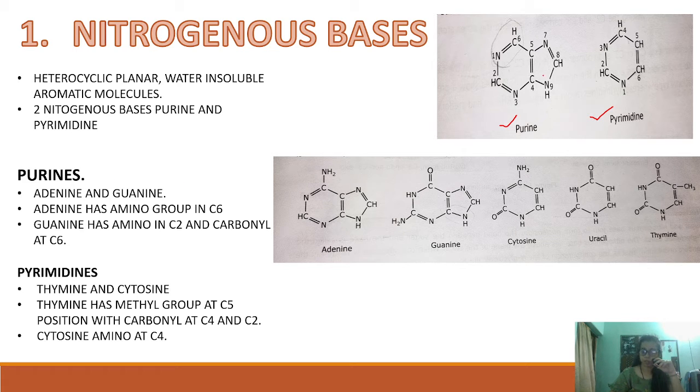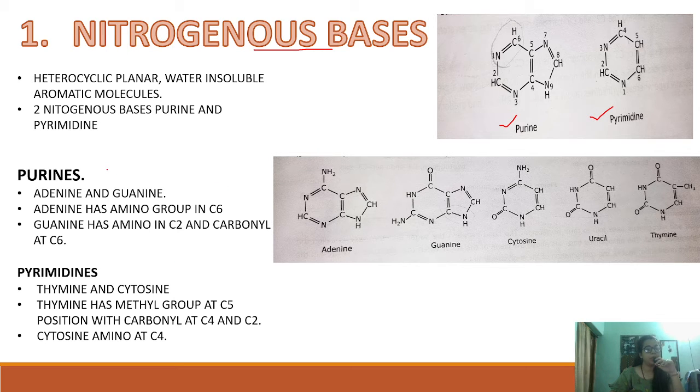As you can see, this is the general structure of the purine. The general structure of the purine consists of a 6 membered ring, a benzene-like ring, fused with a 5 membered ring containing nitrogen. So this is the basic structure of the purine. Moving to the pyrimidine, it consists of only a single 6-membered ring-like structure, and nitrogen is also present. As nitrogen is present, that's why they are called nitrogenous bases.